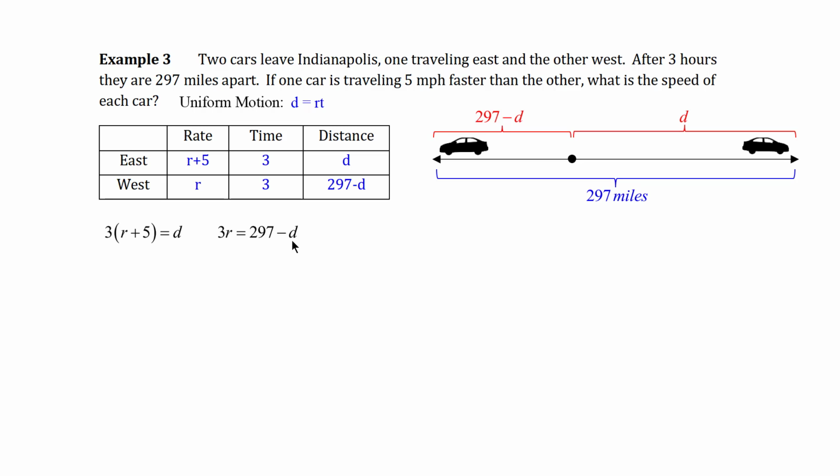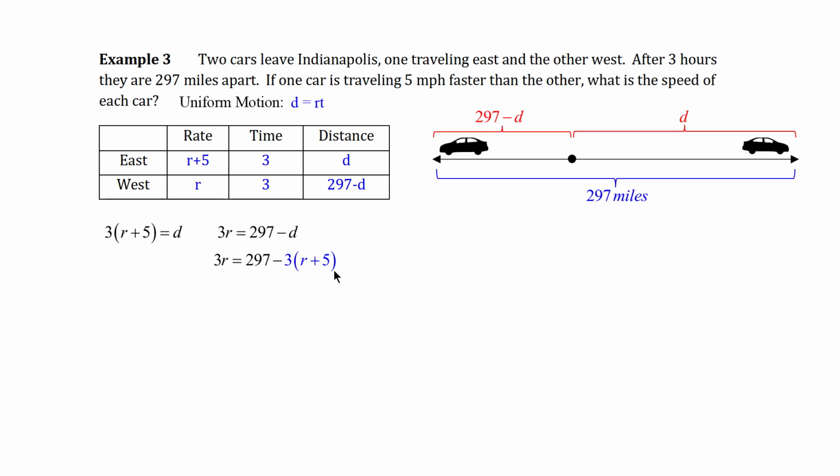Next, we could solve this problem using substitution or elimination. However, again, this problem is set up for substitution. So I'm going to substitute my value for d from the car going east into the equation for the car going west. We get 3r equals 297 minus 3 times (r + 5).